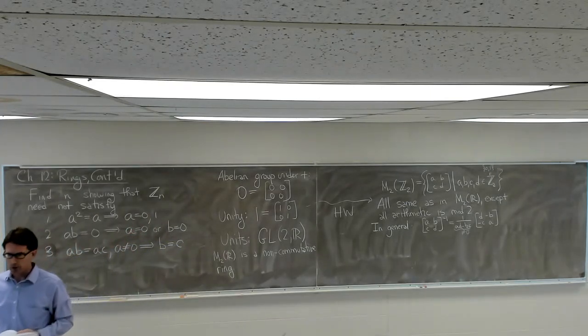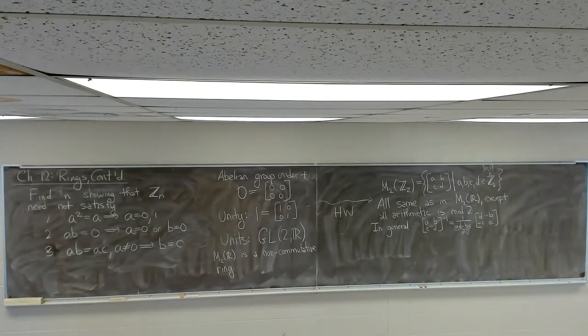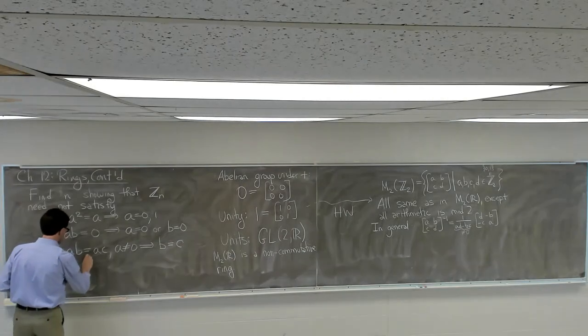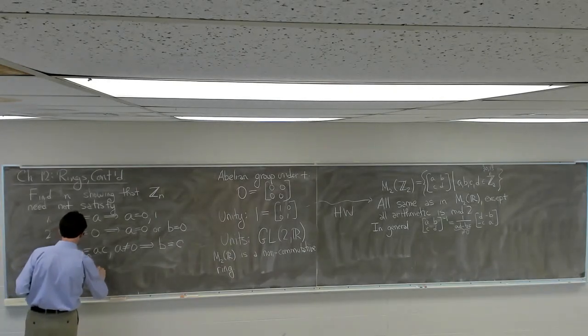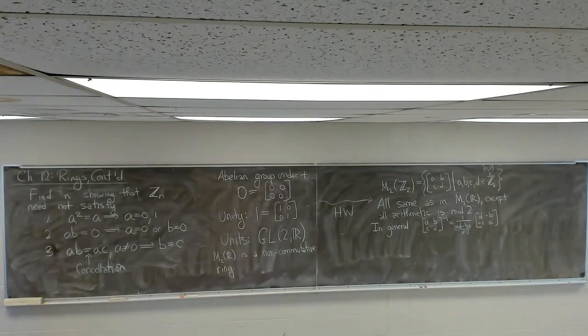Then b has to be equal to c, right? And this here is a cancellation property, right? If I have two products that are equal, there's a common factor. Can I cancel in general?